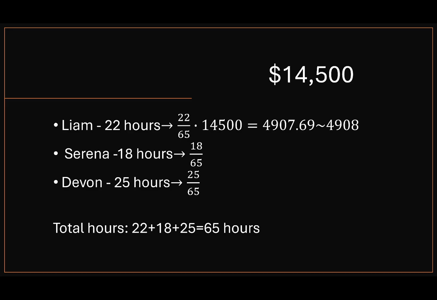Let's do the same thing for Serena. We'll multiply by 14,500, which gives us $4,015.38. Once again, we're rounding to a whole dollar, which is $4,015.